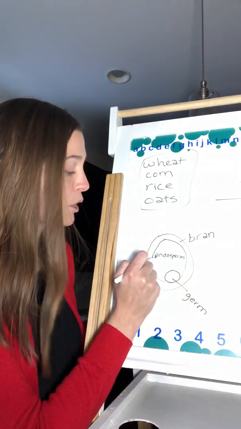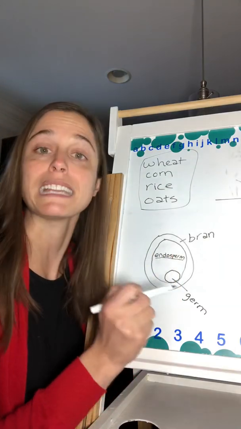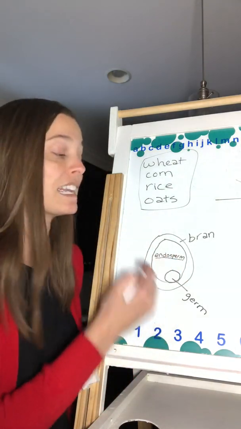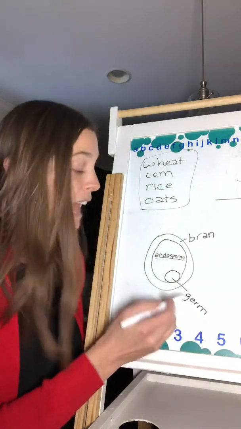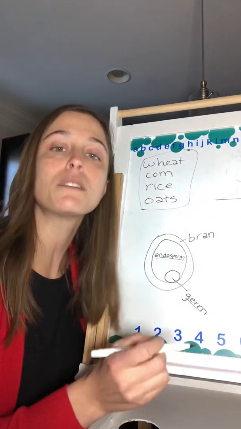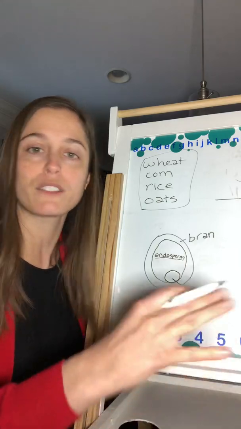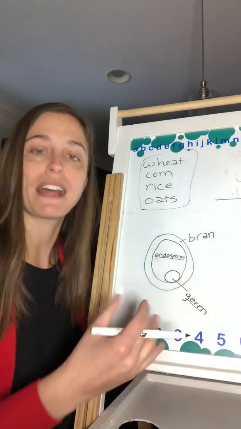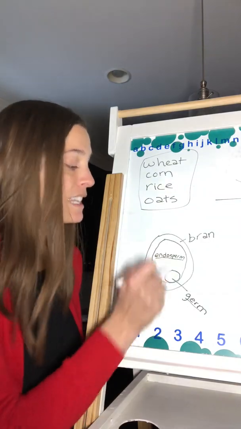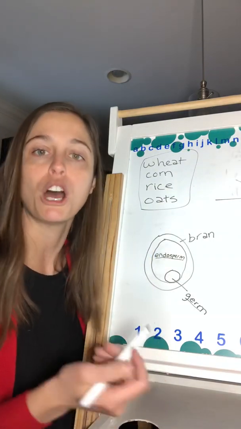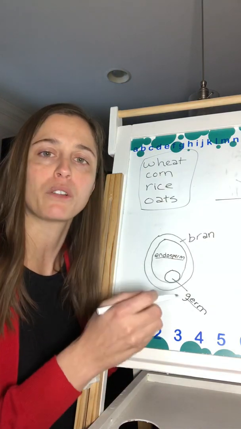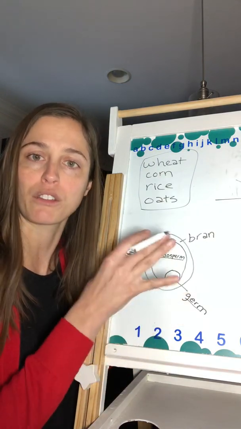The endosperm is like the food for the seed. That's the carbohydrates that are gonna feed the seed so that it can grow into a new plant. And then the germ, that actually is the baby. That's the future piece of grass. That's why when you think of the word germinate, that's the idea that the seed is going to grow into a new piece of grass. The germ contains a lot of the vitamins and minerals and fats that are inside of the grains.